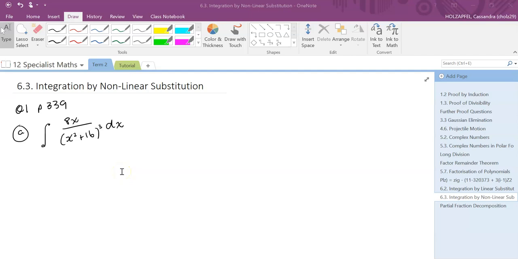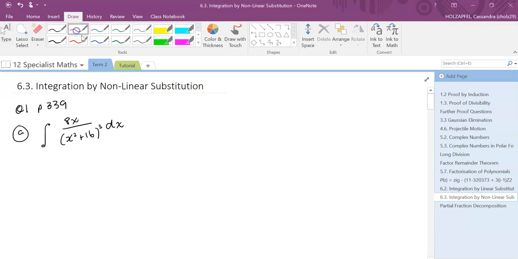Good morning, guys. We're going to have a look at integration by nonlinear substitution today. So in the previous example, we would have just looked at something like x plus 1 or something very, very simple to the power of 3. But you can see here in this inside function, we've got x squared within that bracket.